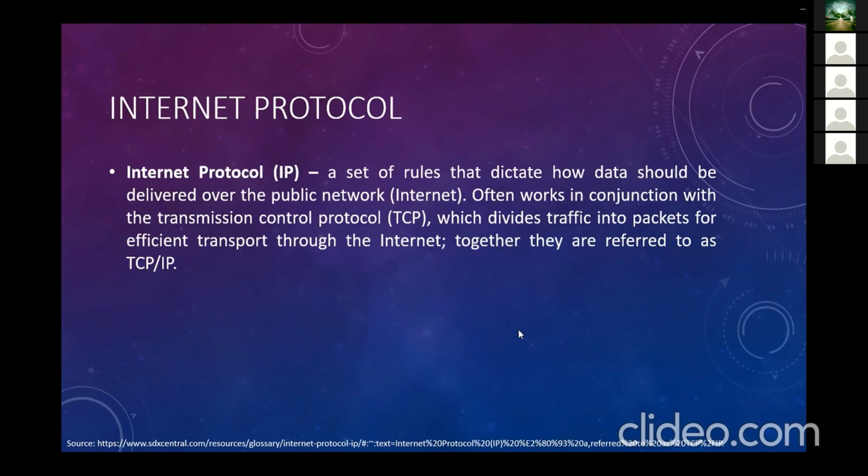When we say Internet Protocol, it's a set of rules that dictate how data should be delivered over the public network. When we say how data should be delivered, it refers to the transmission or routing of such data. It often works in conjunction with TCP, as I've mentioned a while ago, which divides traffic into packets for efficient transport through the network. Working hand in hand, TCP and IP give way for us to divide data and reroute it in various paths, which can be determined by the Internet Protocol for it to reach the destination more quickly, depending on the distance and the number of IP addresses or servers that it will be going through.